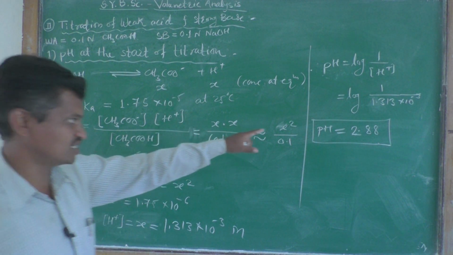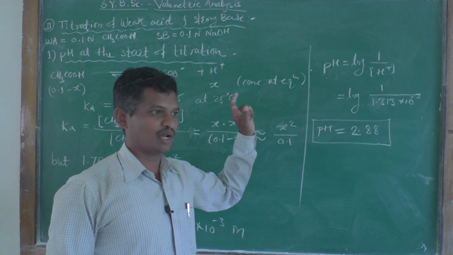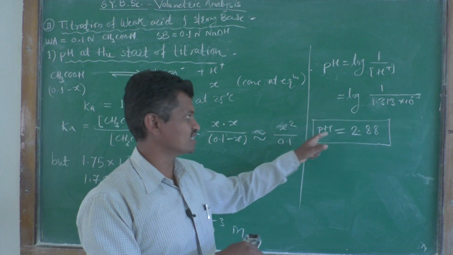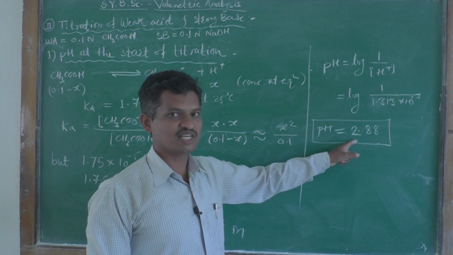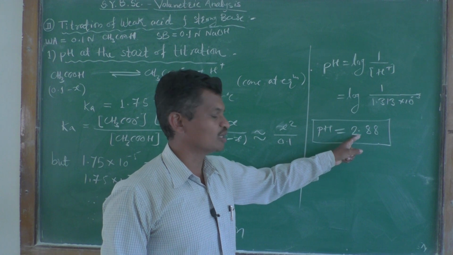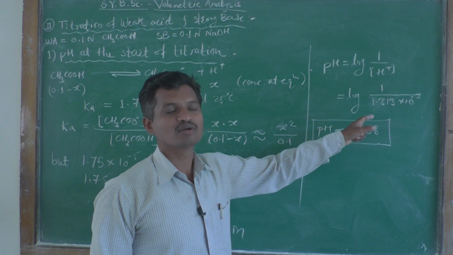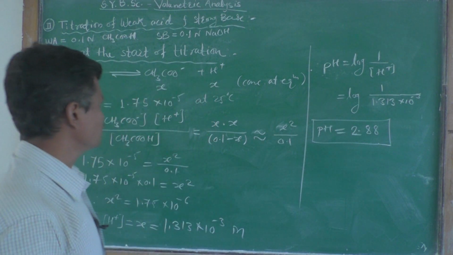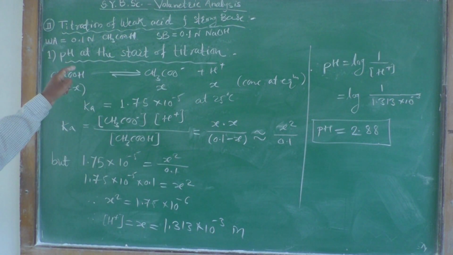So this is the pH. You can recall what is the nature of the graph. At the start of the reaction, at the start of titration, the pH is towards the acidic range, because only acetic acid is there in the conical flask. So at the start, the pH is roundabout near to 3, that is 2.88. This is a very simple calculation to calculate the pH at the start of a titration.